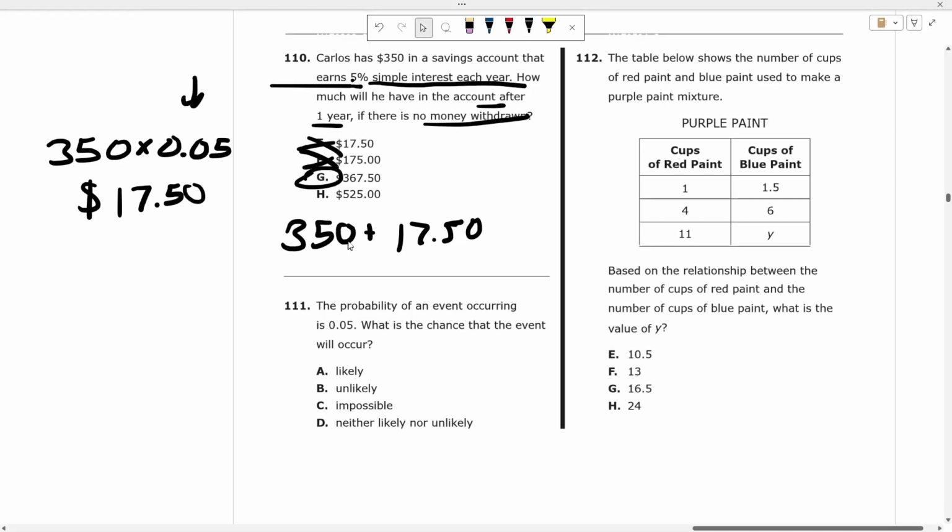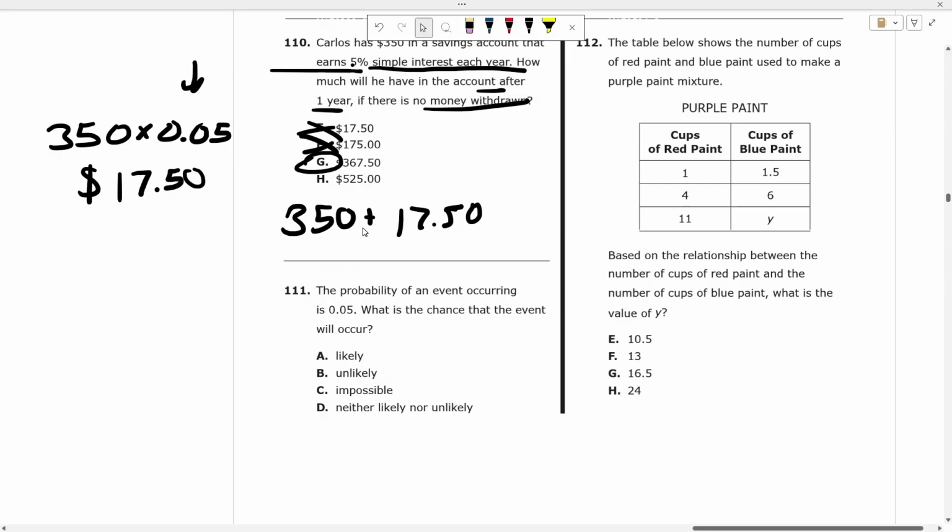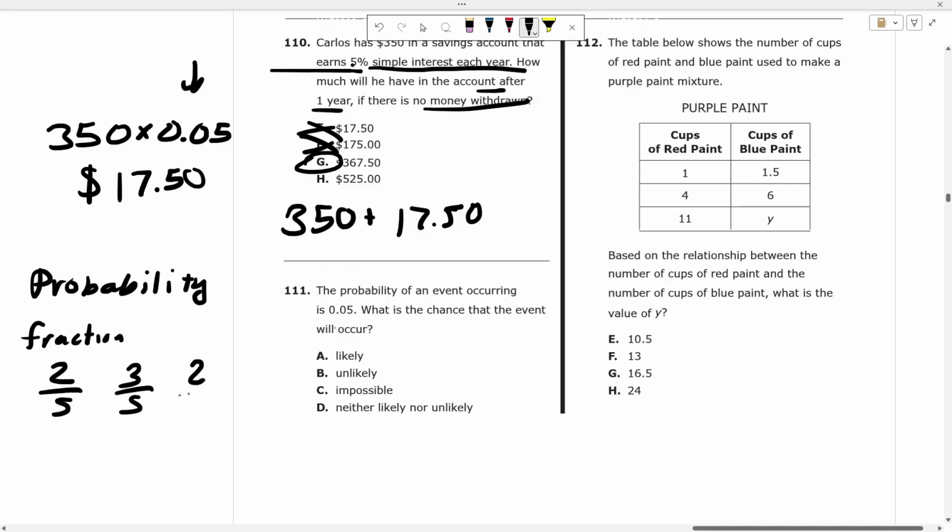Number 111 says, what is the probability of an event occurring? The probability of an event occurring is 0.05. What is the chance that the event will occur? So a probability, like we said in one of the previous problems, is usually a fraction, right? The probability for drawing the red marbles out of the jar was 2/5, or 3/5, or 2 out of 7, or something like that, right? So it's always a fraction. If it's a fraction, that means we can convert it into a decimal.